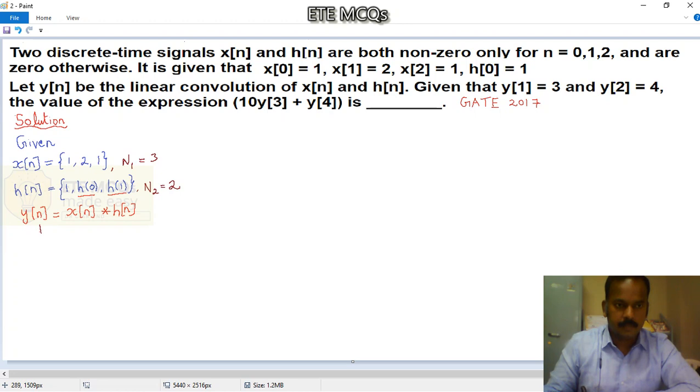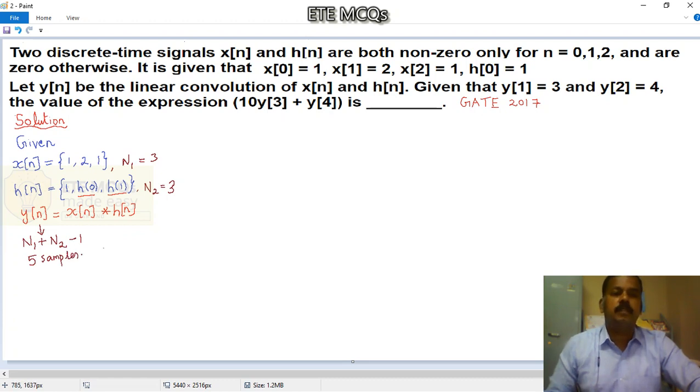The number of samples we will have for y of n will be n1 plus n2 minus 1, because y of n is the convolution of x of n and h of n. n2 is 3. So altogether it becomes 6 minus 1. You will have 5 samples at the output. So this is what we have.